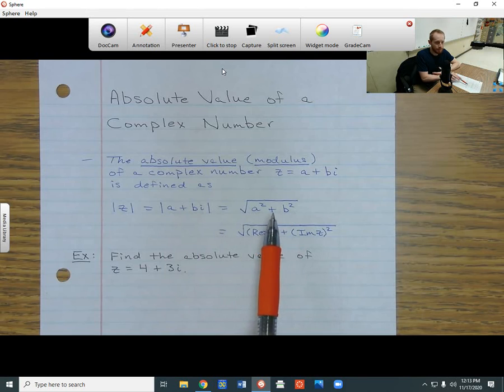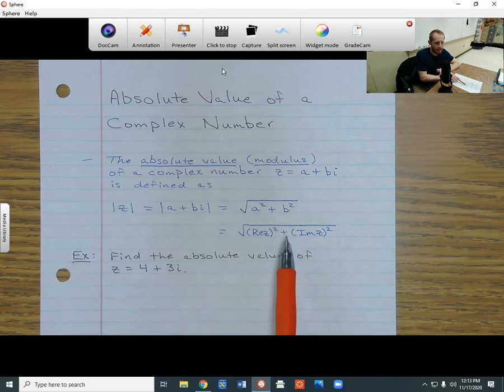And we can rewrite this in terms of real parts and imaginary parts. So if a is the real part, I can write that as Re(z). It stands for the real part of z. And for b, since that's the imaginary part of z, I can write that as Im(z), and that just stands for the imaginary part of z. And basically, I square them, I add them up, and then I take the square root at the very end.